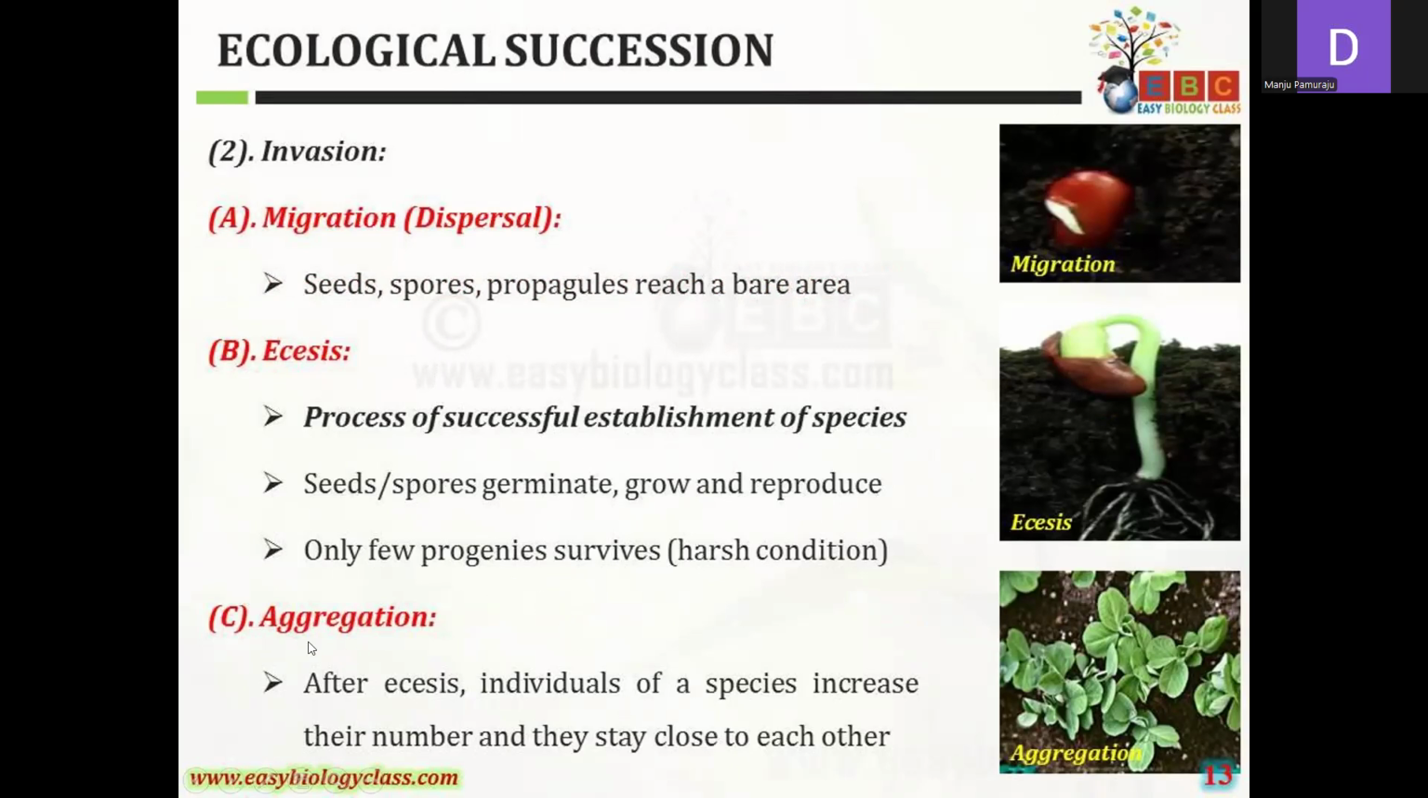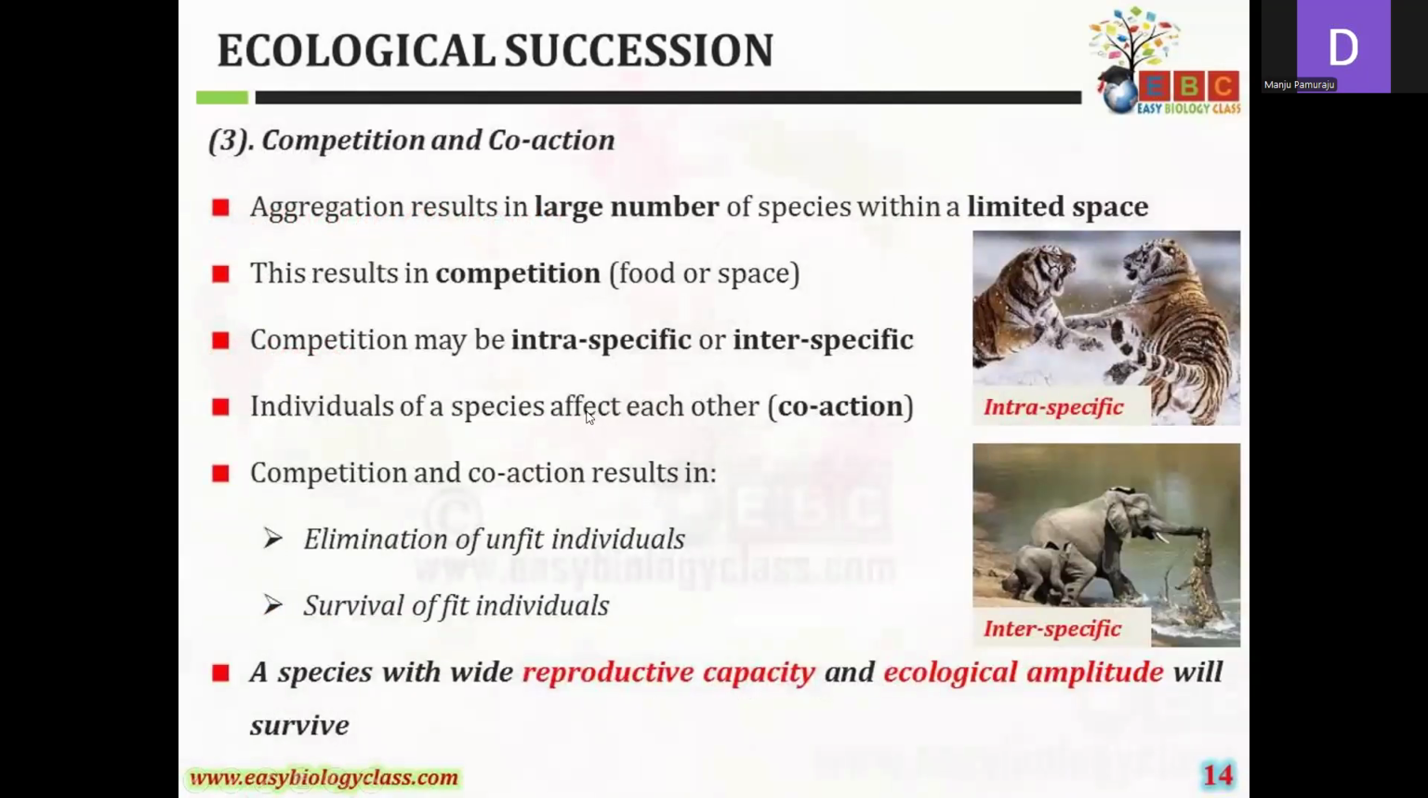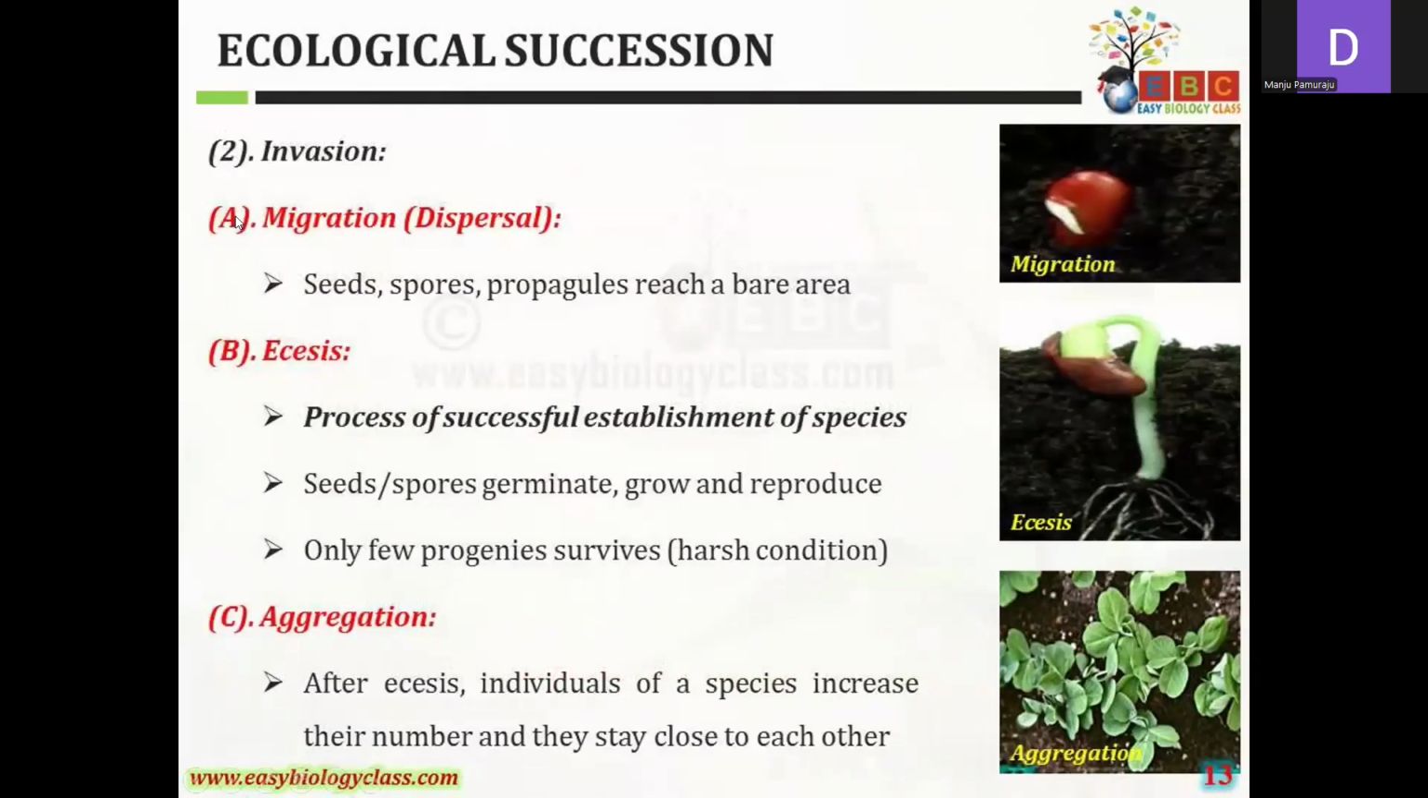So the next step is the aggregation. After ecesis, individuals of the species increase their number and stay close to each other. Ecesis means the successful establishment of the species, so they can adjust to that area, start germination, grow and reproduce. The next condition is the increase in their number, which is called aggregation. So these 3, migration, ecesis and aggregation, come under the invasion.